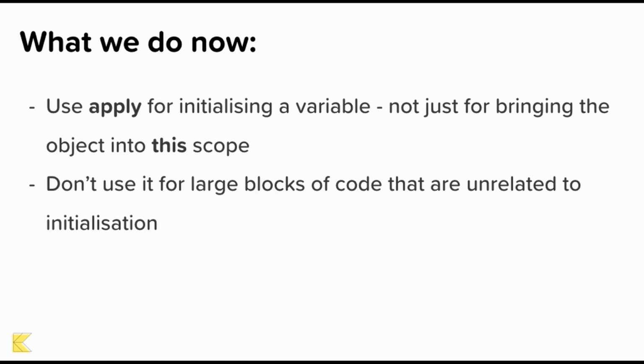So what do we do now? So we use apply for initializing a variable, but not just for bringing something into this scope. So we only really use it for small initializations of variables that you can see within itself. Like that paint example at the beginning, we still do that kind of thing because you're just initializing a variable with certain properties and then setting it to a value. You're not using it to change the scope of your whole activity or something like that.